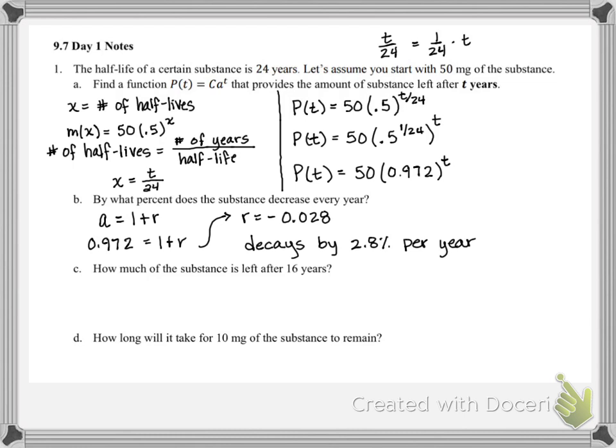So we'll just evaluate our function for 16. So P of 16 equals 50 times 0.972 to the 16. Which is what? 31.7. And that's in milligrams. Good.